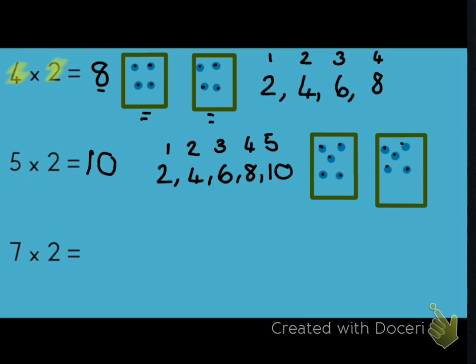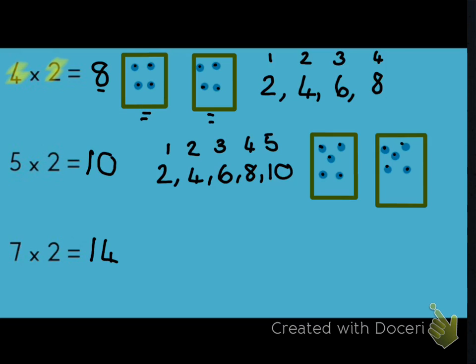Last sum. 7 times 2. Double 7 is 14. Let's check and see. Now when we count in twos, 7 times, if we will get to 14.